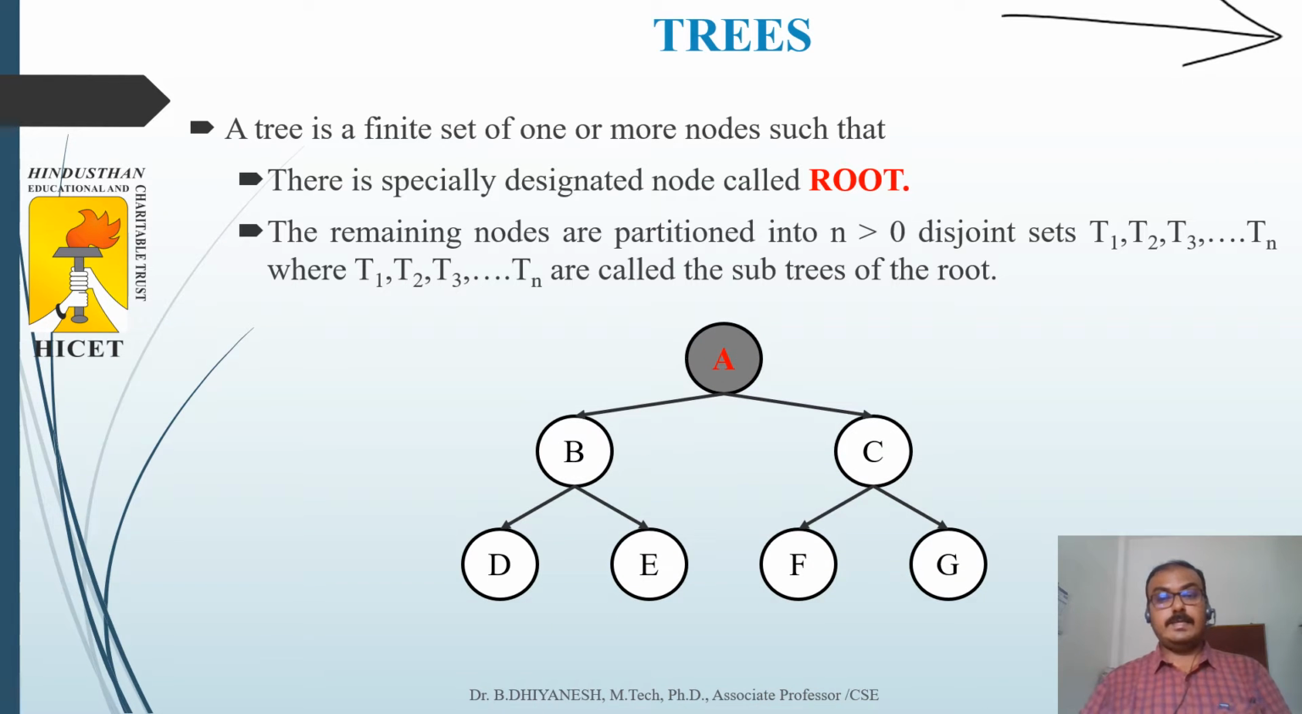Let us take this tree as an example. Here, A is the specially designated node that is called the root. B and C are the left and right subtrees of A. Similarly, D and E are the left and right subtrees of B. And F and G are the left and right subtrees of C. Said in a different manner, A has two children, B and C. B has two children, D and E. C has two children, F and G. So we can say it like this also.